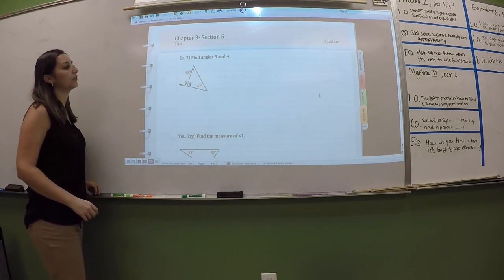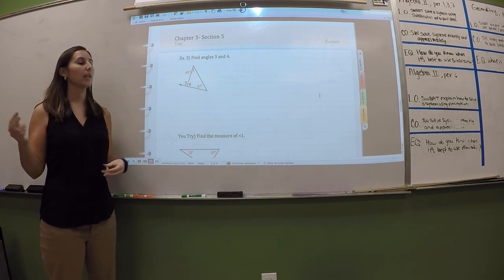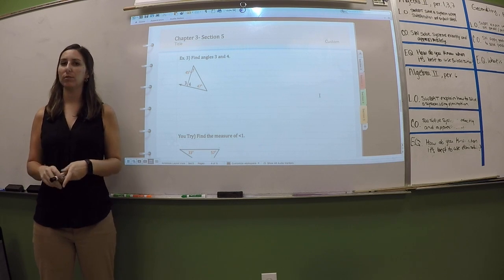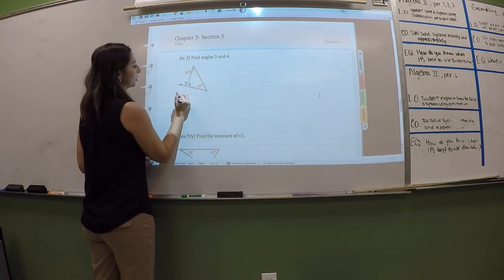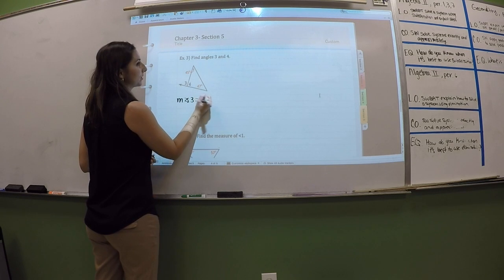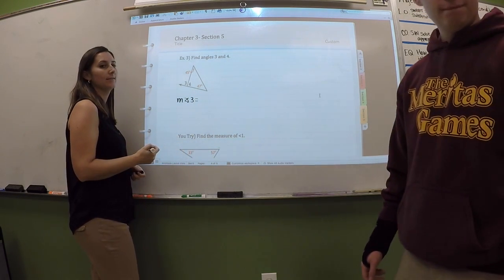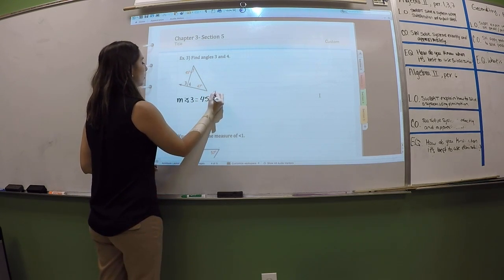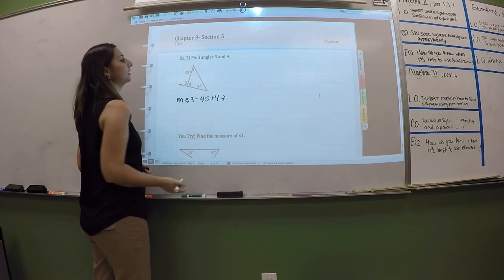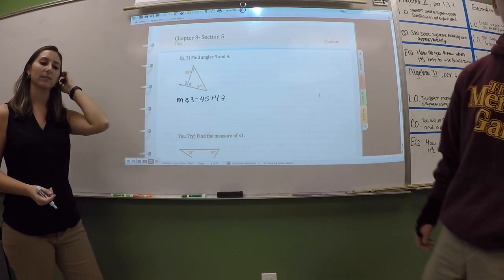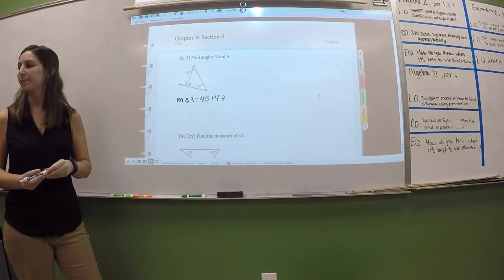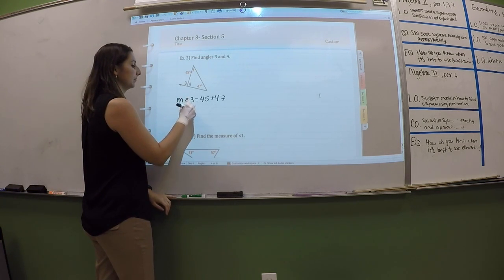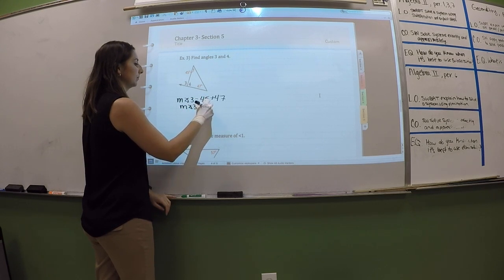All right, so in this one you're finding 2 angles. Now, out of all the angles up here, which angle is the exterior angle? 3. So we're gonna say measure of angle 3 is equal to the sum of what? Angle 45 and 47. So what is that gonna be? 92. 45 and 47 is 92.